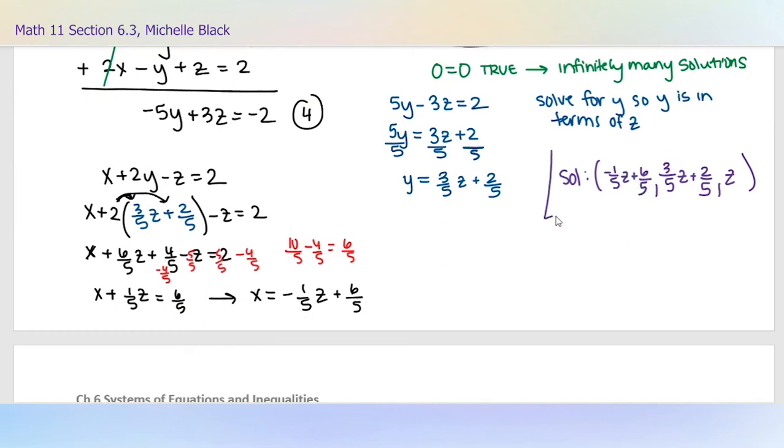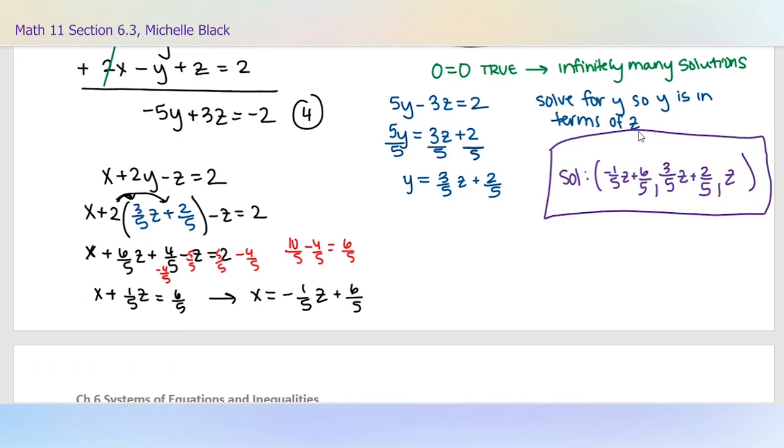And now I have my solution in terms of one of my variables that will give me back all of the ordered triples that actually will satisfy this equation. Because remember, there's infinitely many solutions, right? So if I can figure out my z value, I can plug that in to figure out what my x and y value would need to be.